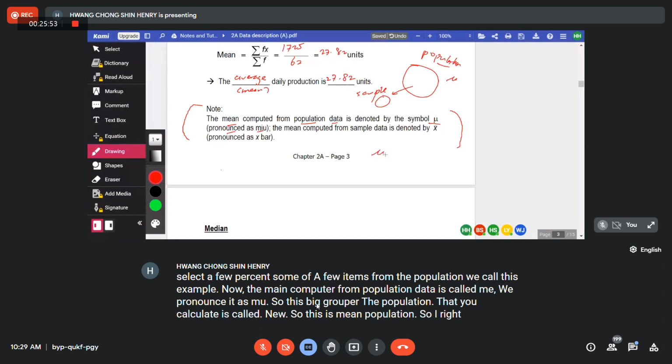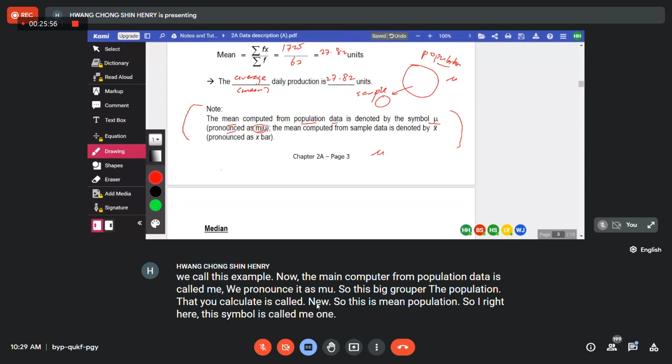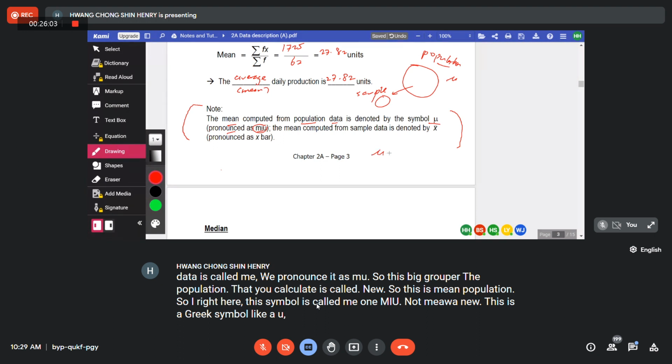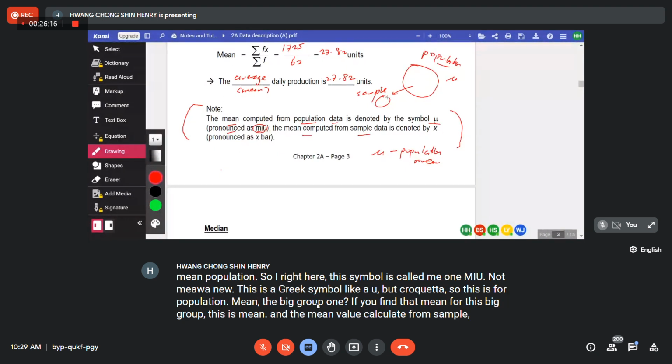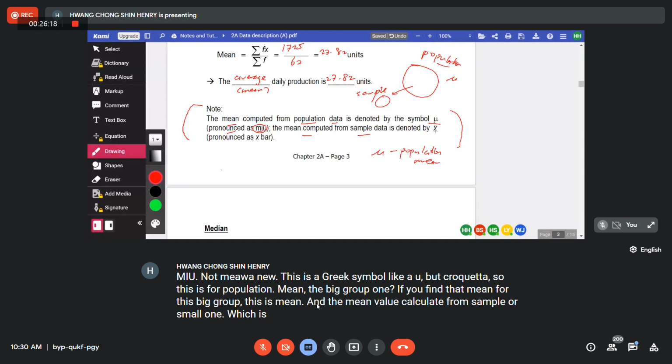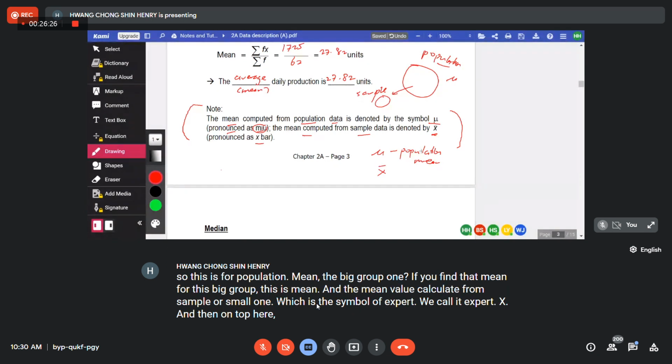So I write here, this symbol is called mu, M-I-U, not meow, mu. This is a Greek symbol, like a U, but crooked. So this is for the population mean, the big group one. If you find the mean for this big group, this is the mean. And the mean that you calculate from the sample, the small one, has the symbol X bar. We call it X bar. X, and then on top here, there is a bar. So this is the sample mean.